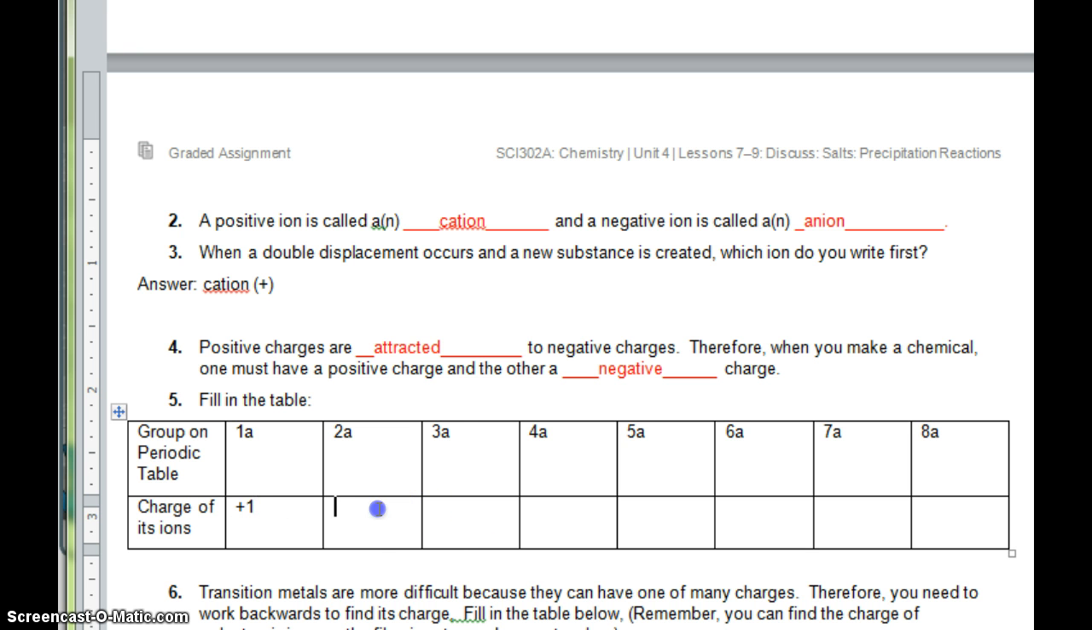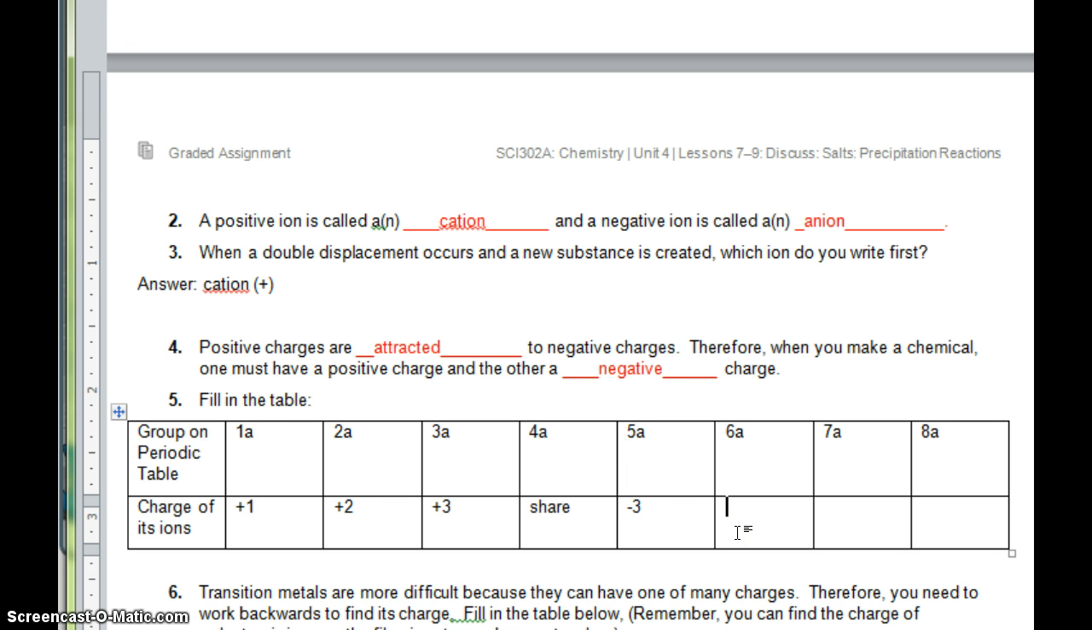+1. They're going to lose their valence electron. What about group 2A? What's their charge? +2. What about group 3? +3. Now group 4 is going to share, so they're not going to make an ion. What about group 5? They want to gain electrons. They're going to gain 3, so their charge is -3.